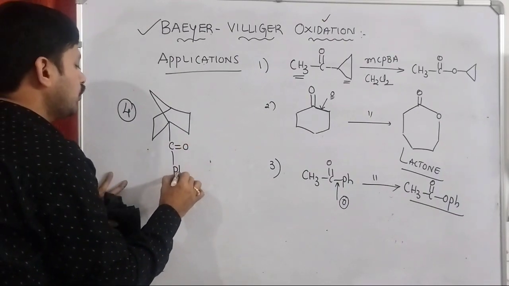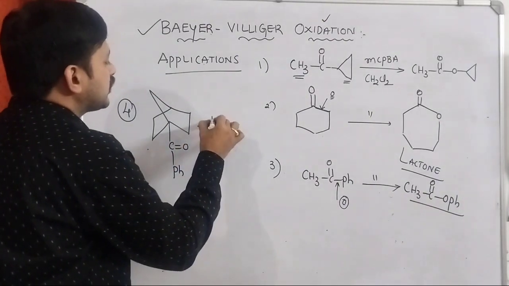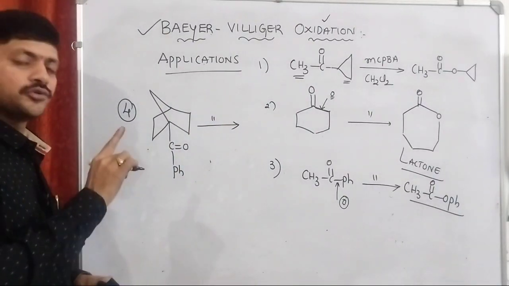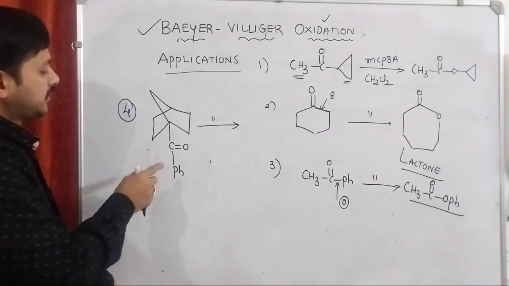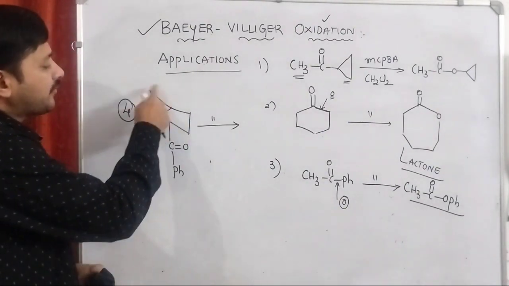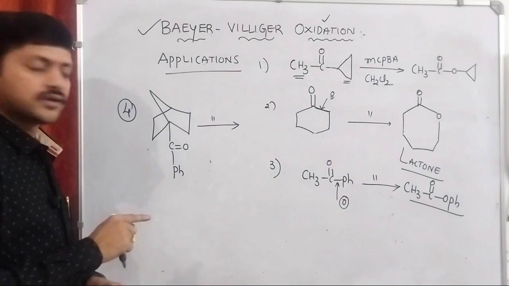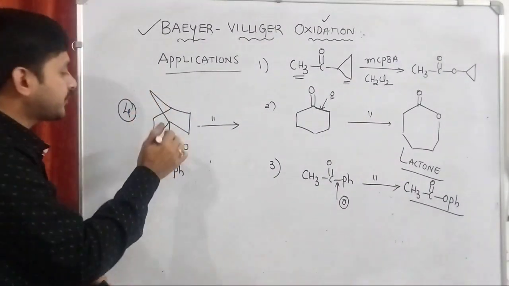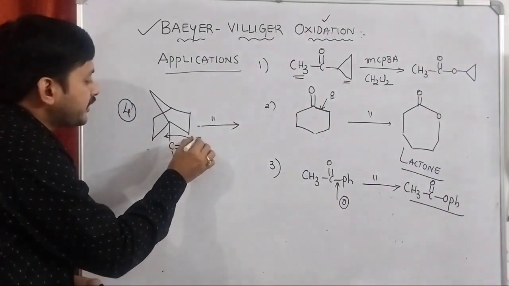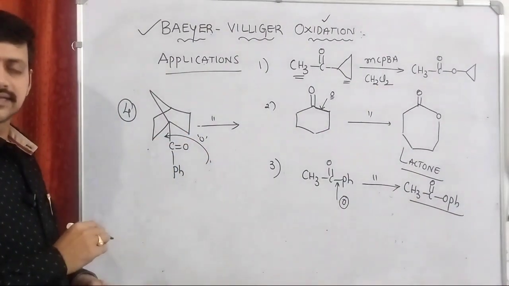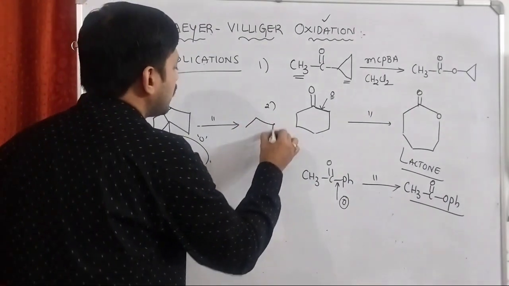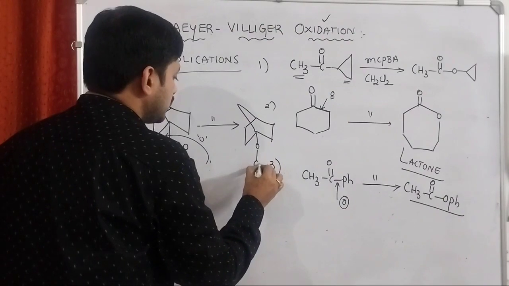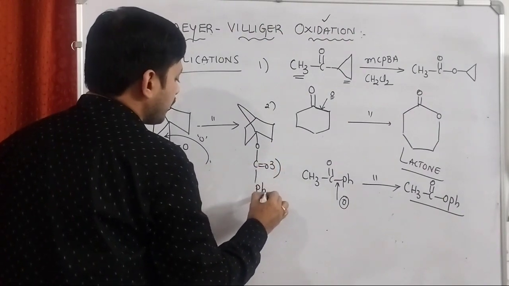The next example, C double bond O, Ph. In case of the bicyclic compounds, under the same conditions, you need to remember a point: along with the Ph, if you have a bridged bicyclic compound, this group will be migrated easily. That's why the oxygen is going to be inserted at this carbon. So we are going to have the compound with oxygen, C double bond O, Ph.